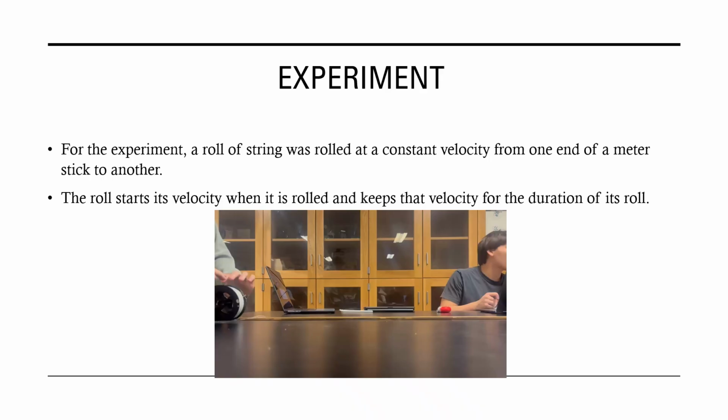Experiment. For the experiment, a roll of string was rolled at a constant velocity from one end of a meter stick to another. The roll starts its velocity when it is rolled and keeps the velocity for the duration of its roll.